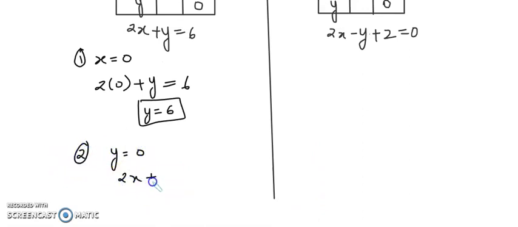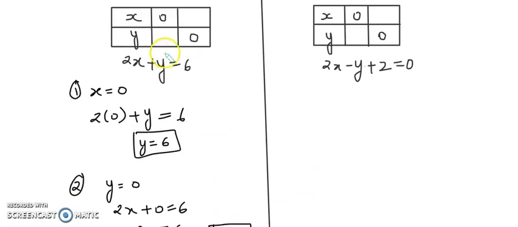So 2x plus 0 is equal to 6. So 2x is equal to 6. That means x is 3. So the points are 0, 6 and 3, 0.